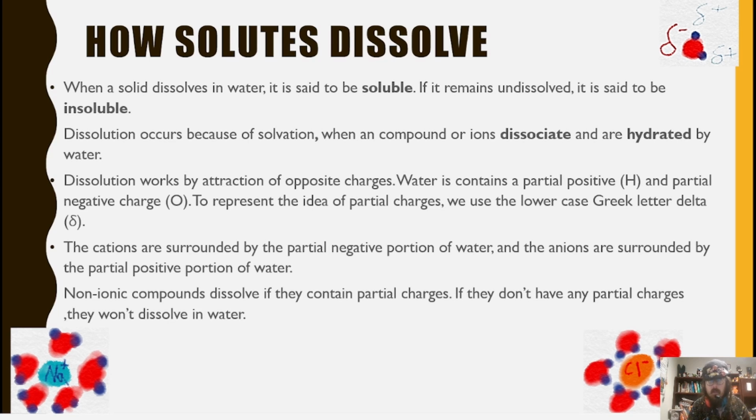Now, before that, we need to understand how solutes dissolve. When a solid dissolves in water, it is said to be soluble. If it remains undissolved, it's said to be insoluble. Now, dissolution occurs via solvation, when a compound or series of ions dissociate and are hydrated by the water.